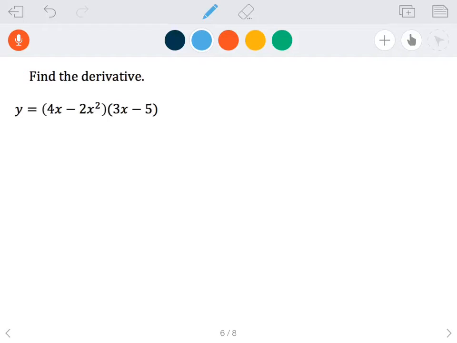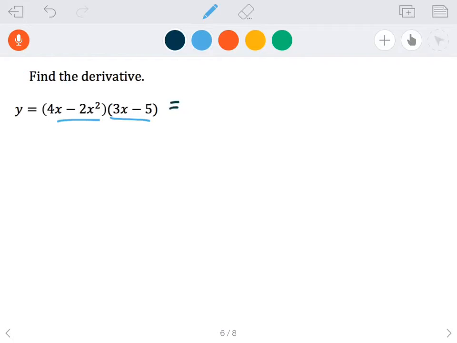Find the derivative of y equals (4x minus 2x squared)(3x minus 5). I don't really know how to handle things when I've got these two separate pieces of my function. Later I'll learn a product rule, but right now the only way I'm going to be able to solve this is if I factor this out. So let's do the work to factor it out.